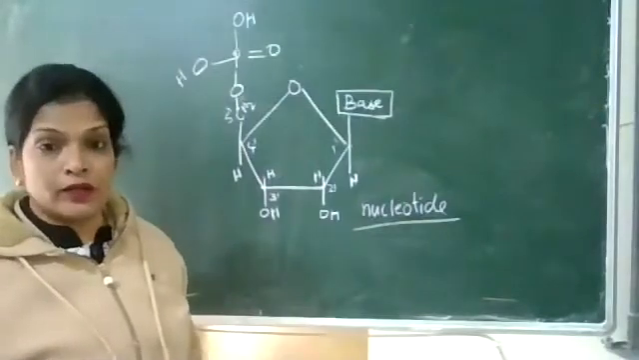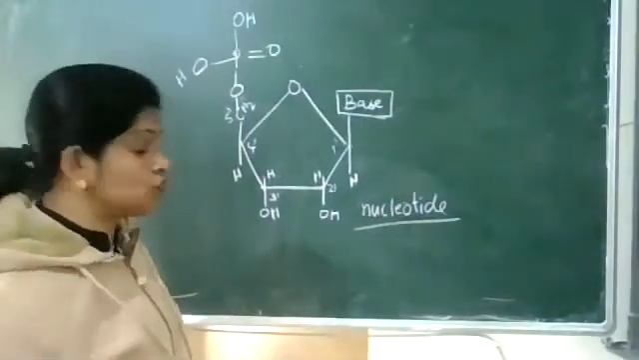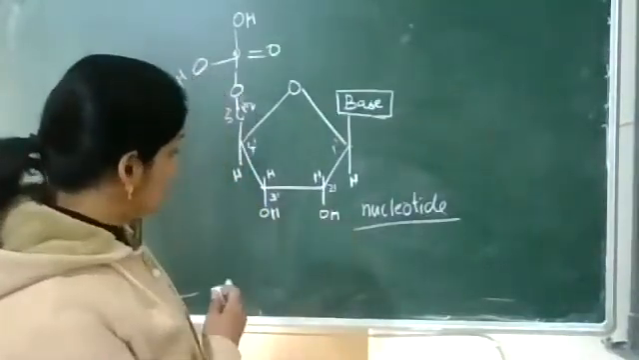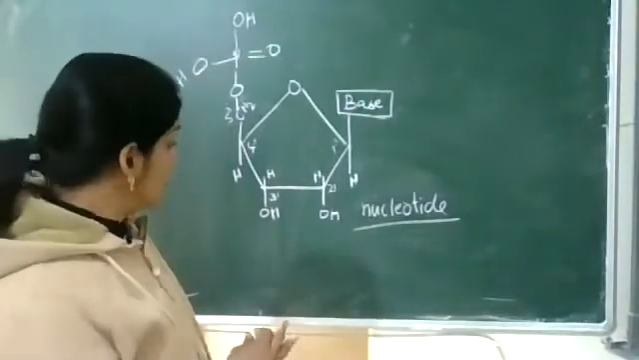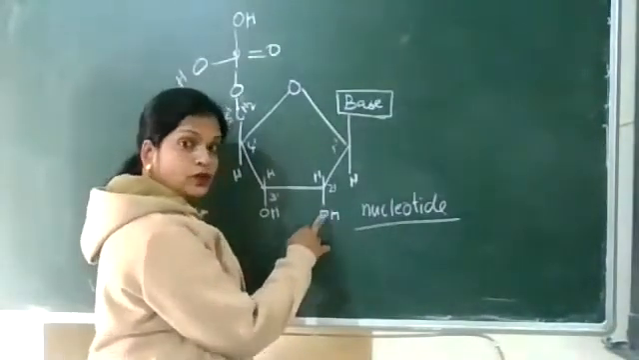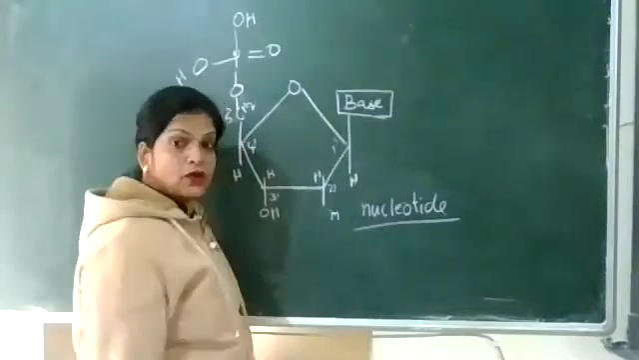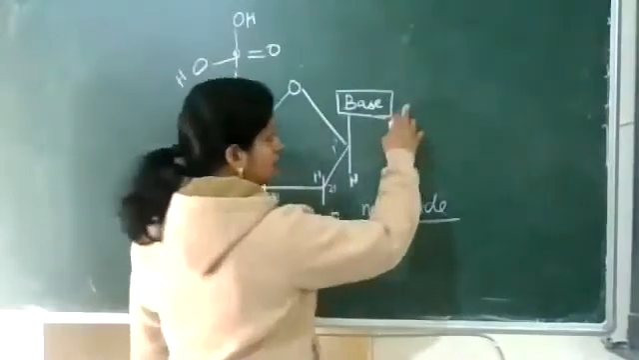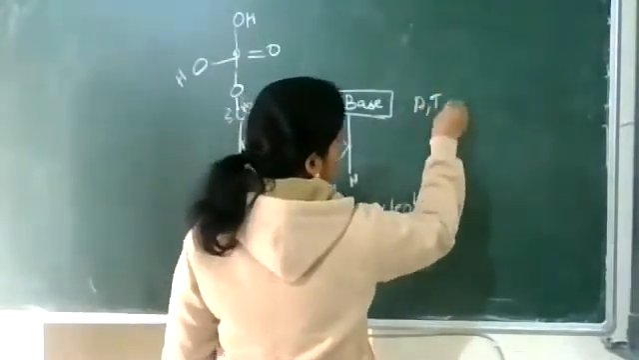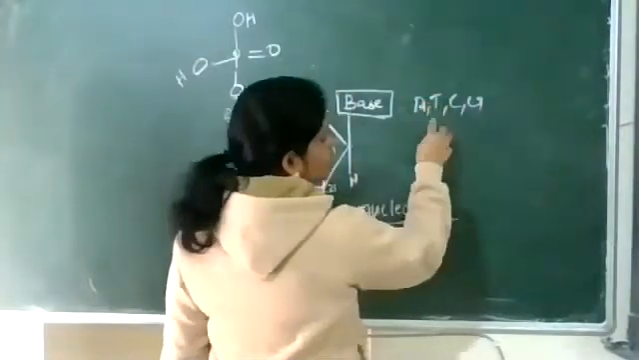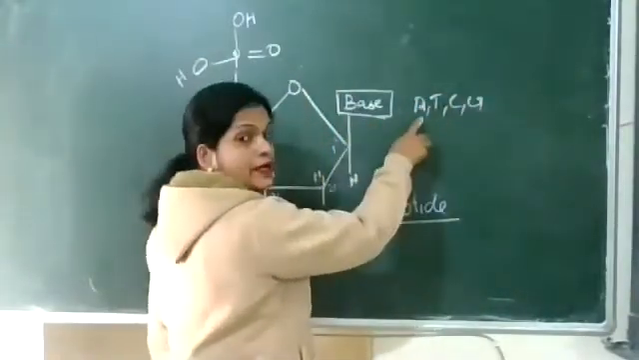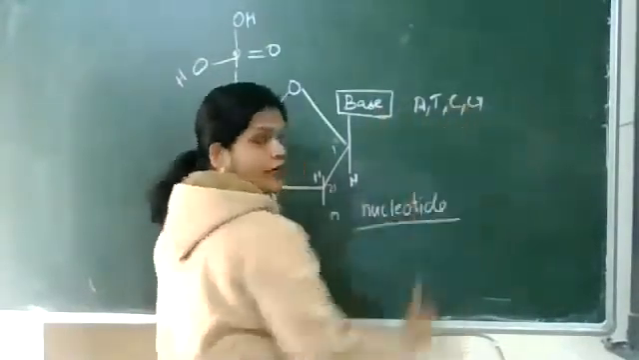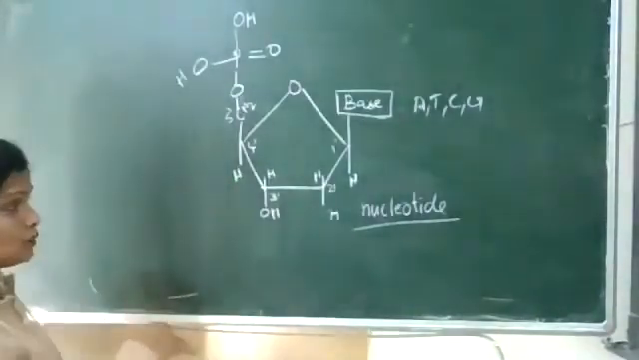This is the monomer. When many monomers are joined together to get a polymer, we get this RNA. Here it is ribose, so RNA. If the O is not there, then DNA. In DNA, bases will be adenine, thymine, cytosine, guanine. This base may be adenine, this base may be thymine, this base may be cytosine, this base may be guanine. So this is 2-deoxyribose.